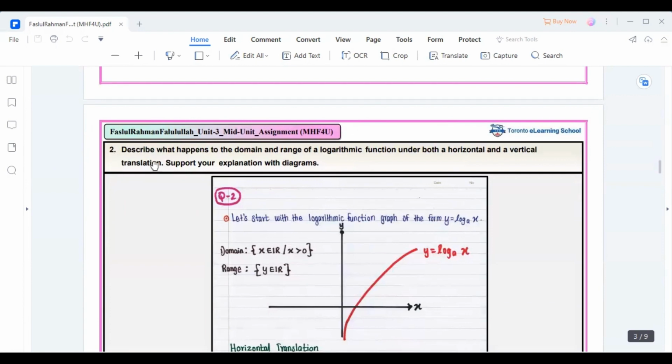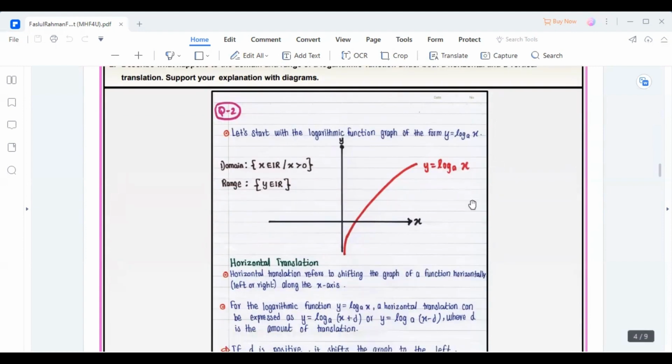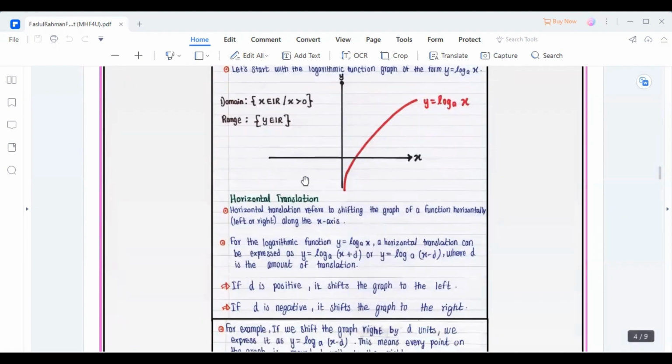Question number 2 asks us to describe what happens to the domain and range of a logarithmic function under both horizontal and vertical translation. Support your explanation with diagrams. For this, let's start with the logarithmic function graph of the form y equal log ax. So here is the graph, here is the domain and the range. So let's start with horizontal translation.